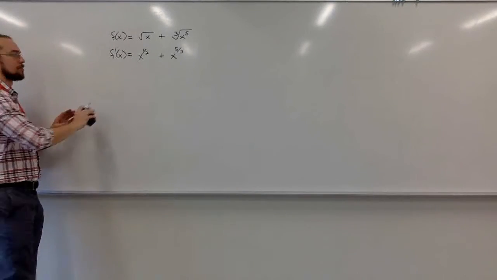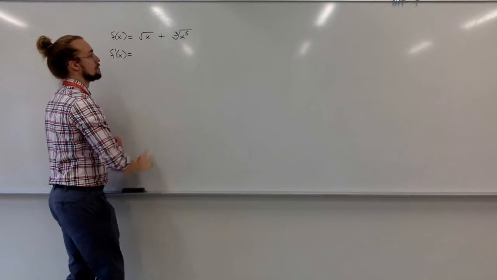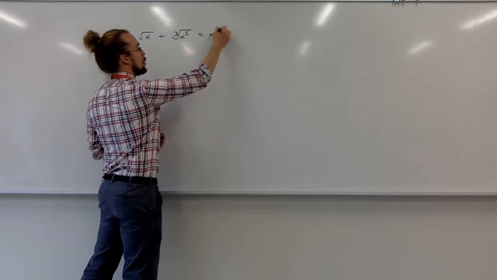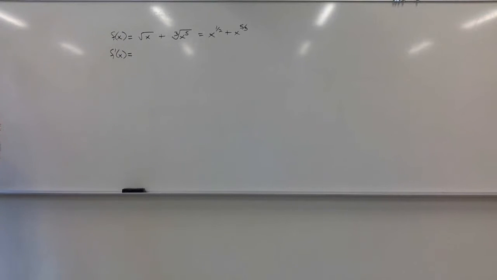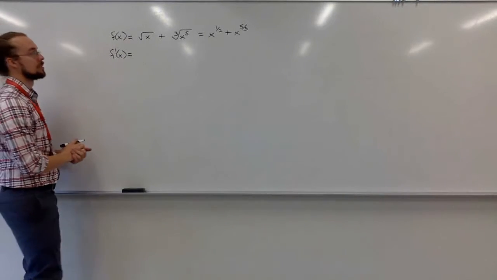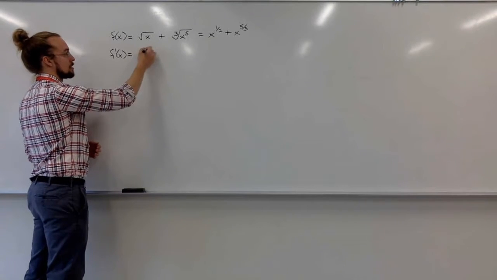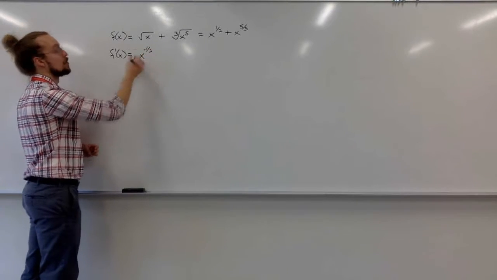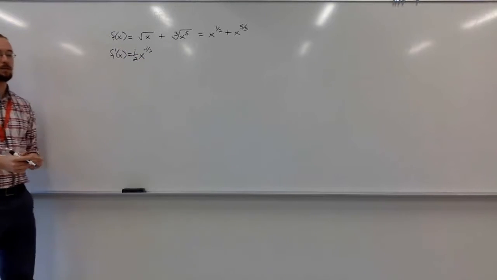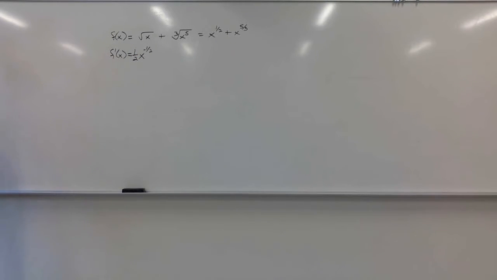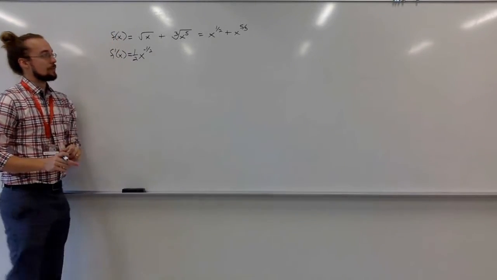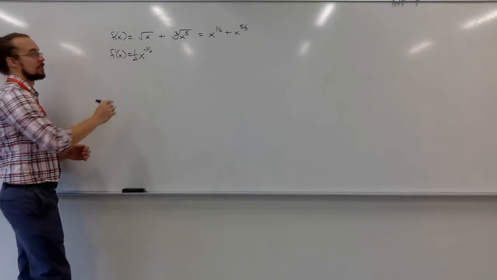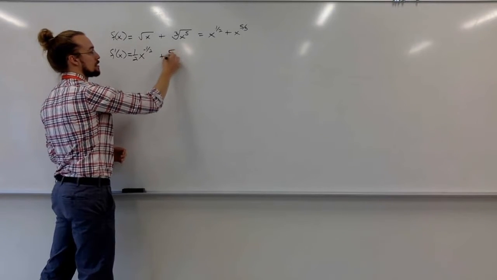Oops, I wrote those in the wrong spot. Sorry, that's not the derivative. That's just rewriting this. Alright, so now let's take the derivative. What would the derivative of x to the 1/2 be? Bring that exponent out. So 1/2 x to the negative 1/2, or x to the negative 1/2 over 2. Then the derivative of this one? 5 over 3x.